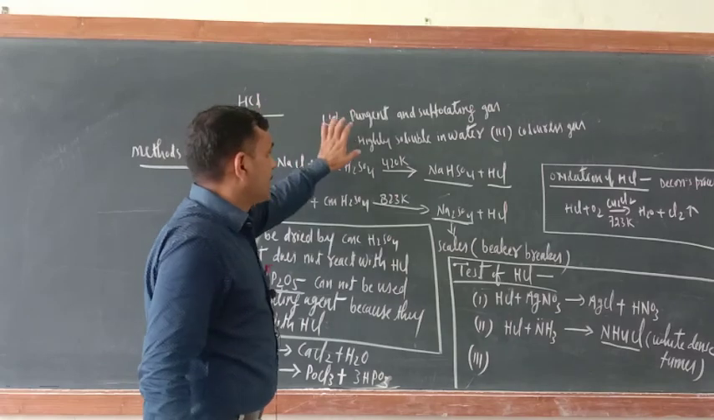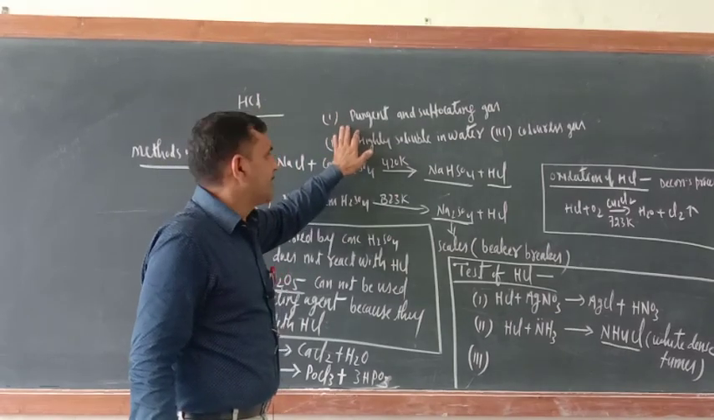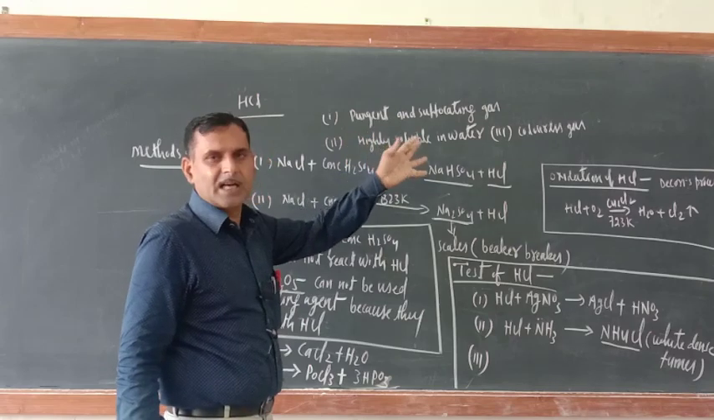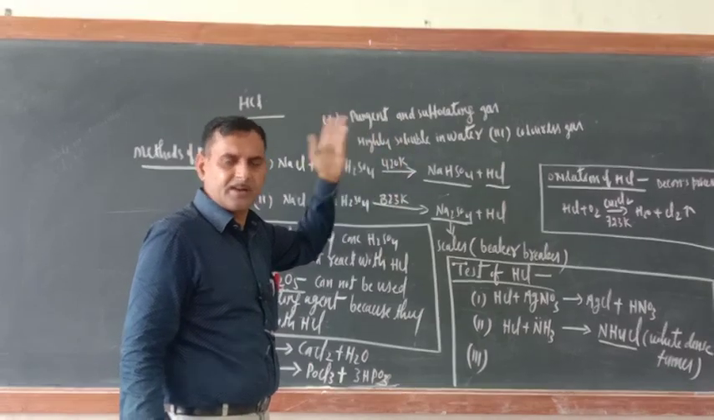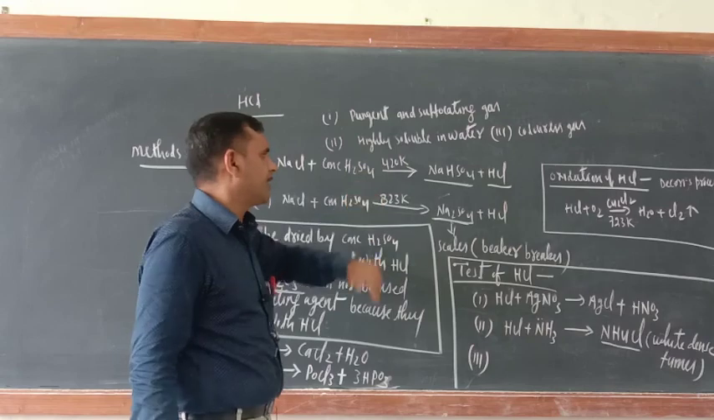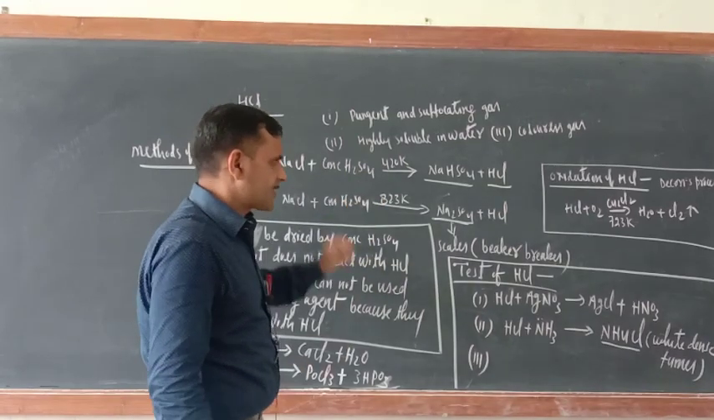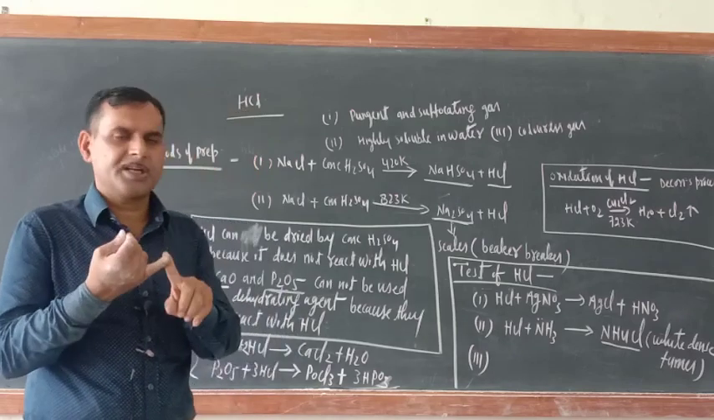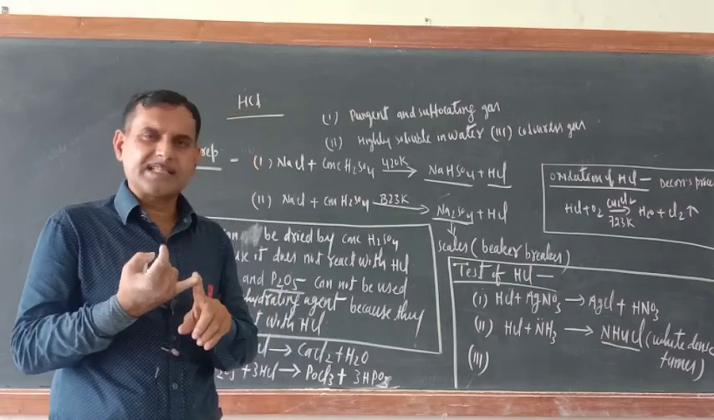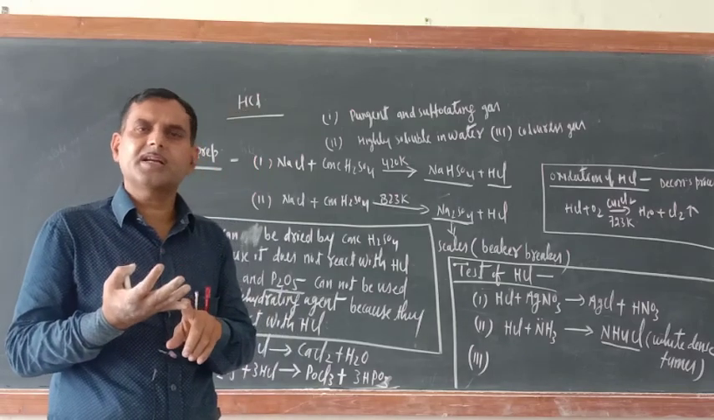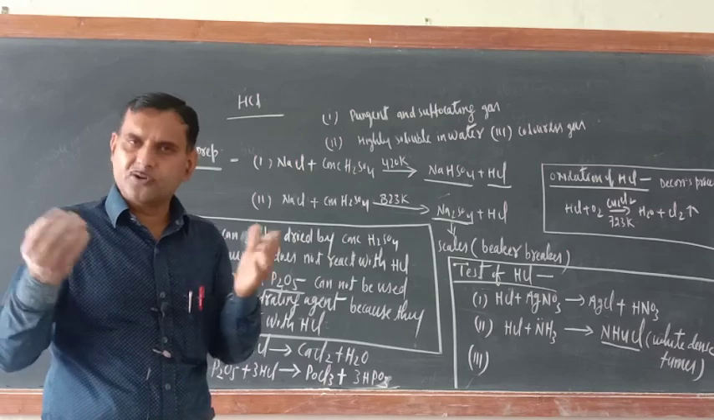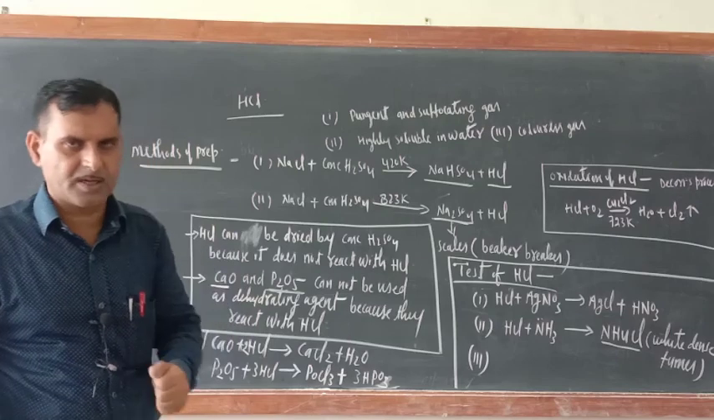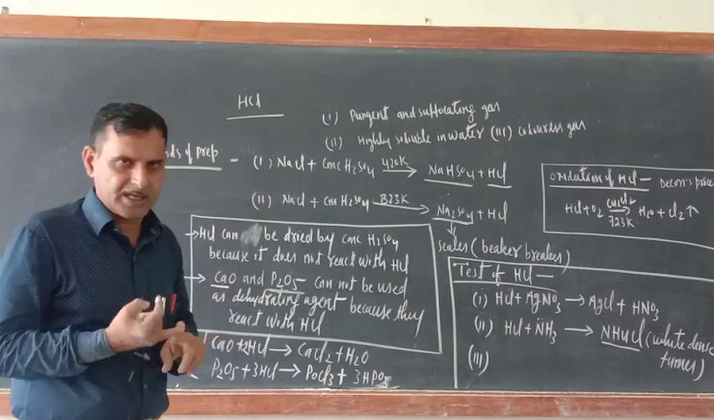Now, physical properties of HCl: pungent and suffocating gas, highly soluble in water, colorless, heavier than air. There are so many things you can read. Now just see the chemical properties. Under chemical properties, what is there? Reaction with metals. Whenever HCl reacts with a metal, metal salt plus hydrogen gas is formed. Since 9th and 10th class you have been studying this, so there is no need to tell that.